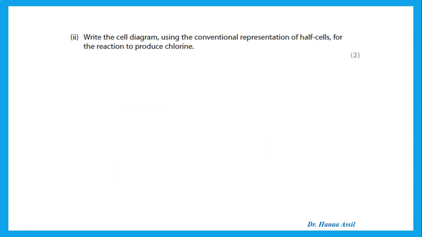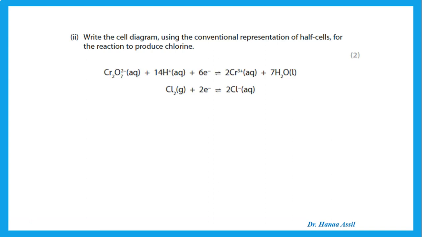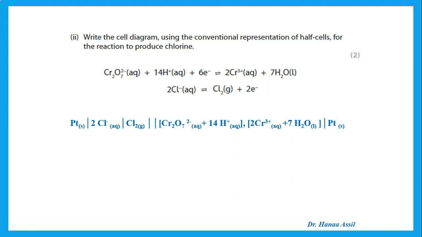Write the cell diagram using conventional representation of half cells for the reaction to produce chlorine. So these were the equations. What is the cell diagram? We start on the left with the oxidation. Where is the oxidation? That is the chloride to chlorine. These are solutions and a gas. Again, we don't have a solid in that half cell, so the electrode has to be platinum. So I start with platinum, and please don't forget the state symbols.